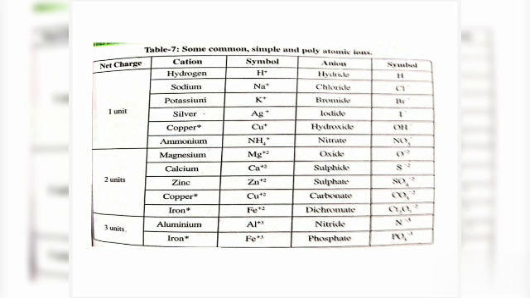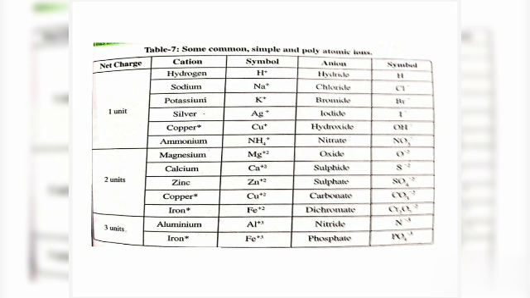Calcium losing 2 electrons, Ca2+. Sulfide taking 2 electrons, S2- will form. Zinc losing 2 electrons, Zn2+. Sulfate is taking 2 electrons. Copper losing 2 electrons, Cu2+. Carbonate taking 2 electrons. Iron losing 2 electrons, Fe2+, and dichromate taking 2 electrons.